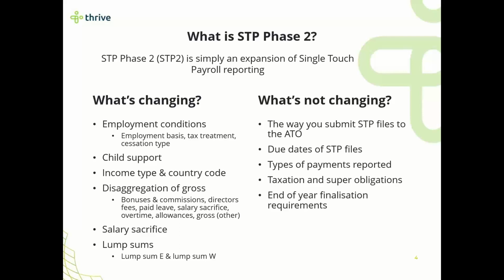So what's not changing? The way that you submit to the ATO. You're still going to log into the STP portal, you're still going to upload your files in there, just like you normally do. So once you do your setup of the various items that I'm going to show you next, once it's all set up and you've done some testing to make sure you're happy with it, nothing changes. You're just generating your file and submitting it each pay. So the due dates for the files, it's still the pay event. The types of payments that you're reporting, it's your payroll, tax and super, nothing's changing there, and you still need to do your final file at the end of the year.